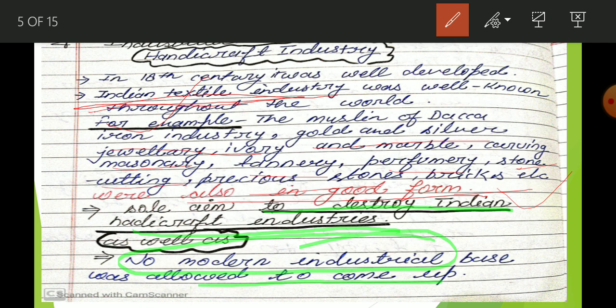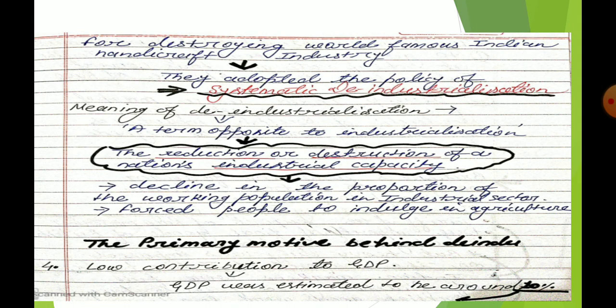Now, their first motive was to destroy the handicraft industry. Handicraft industry means man made goods, like carpets, goods made from jute, goods made from bamboo. The things that are made with the help of human power are known as the handicraft industry. So the first aim was to destroy the world famous handicraft industry.